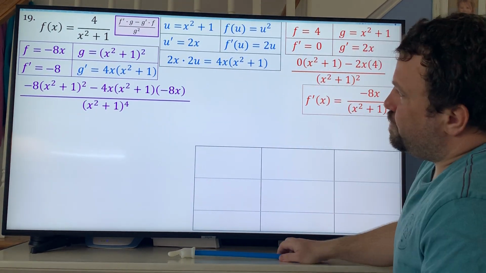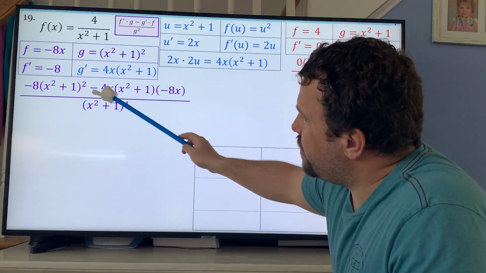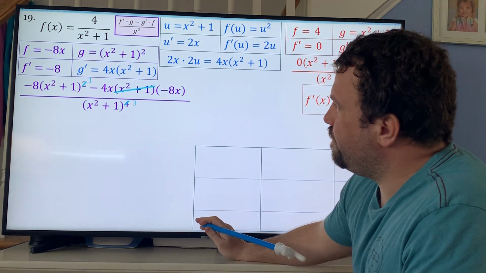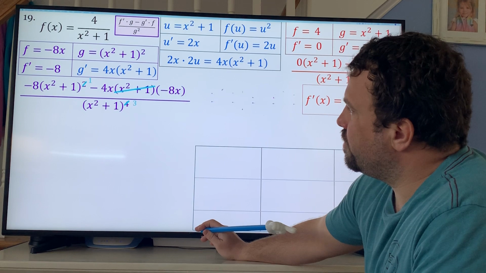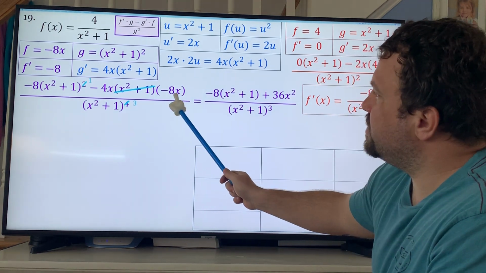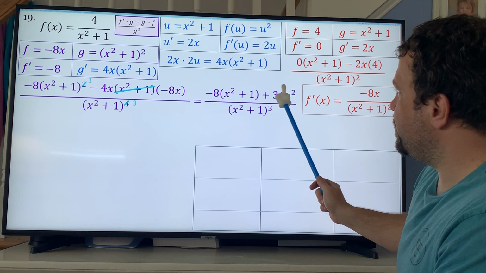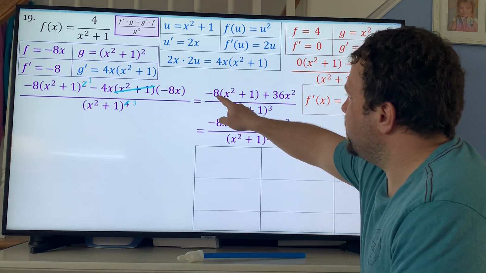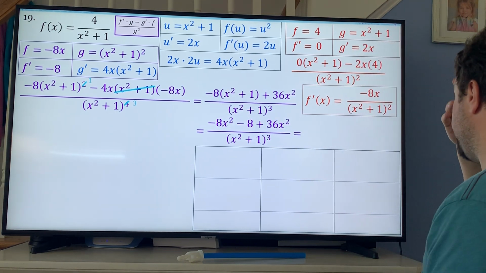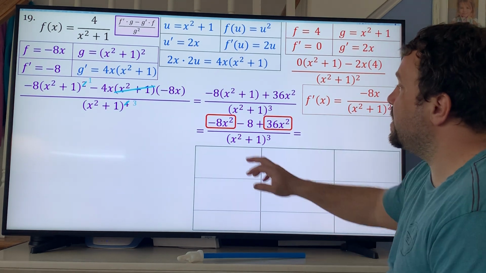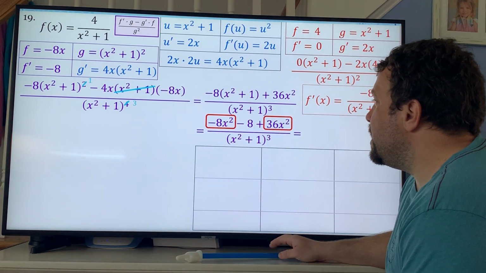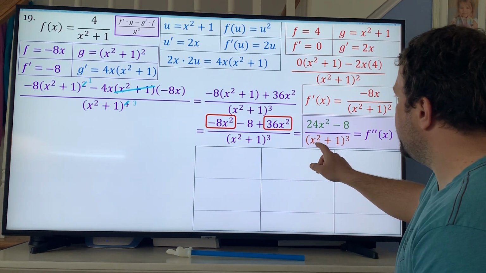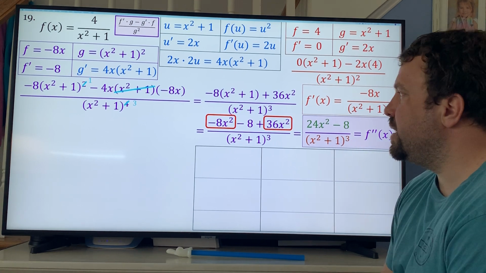Now, sorry guys, scoot over here. We can take 1 out, 1 out, 1 out, leaving you with 0 of these. So this becomes a 1. This, we're left with 1 of those, and we're left with 3 of them. All right? Now, negative 4x times negative 8x is 36x squared. We're going to have to distribute this. So that becomes negative 8x squared minus 8 plus 36x squared. Combine like terms. Negative 8x plus 36 is 24. 24x squared minus 8 over x squared plus 1 to the 3rd power is your second derivative.